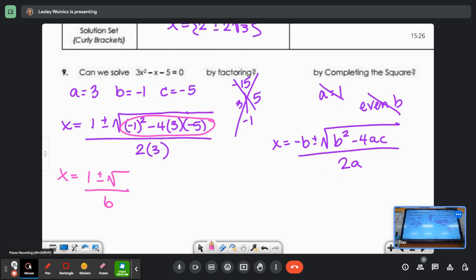Okay, 4 times 3 is 12, times 5 is 60. Negative 1 squared is 1. I'm getting 61. Oh yeah, 61. Okay, does 61 have any perfect square factors? No. Then, my friends, we're done. This is it. Remember, if it's really, really gross, you don't have much simplifying to do.